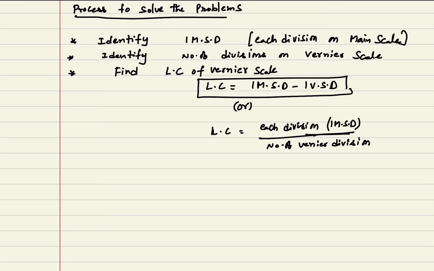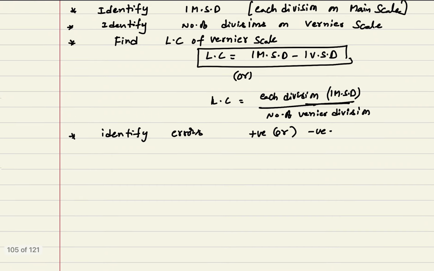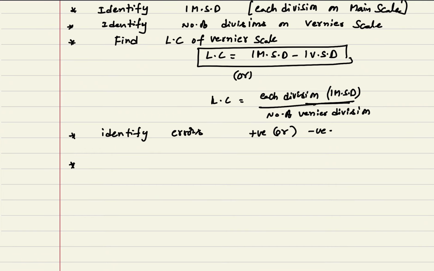Next one, identify errors, positive or negative. Error is nothing but least count into coincide division. It is a positive error I am writing, coincide division. Negative error is nothing but least count into the number of divisions, that reading.